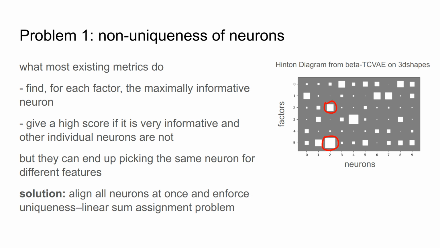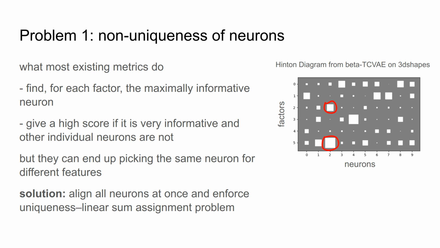But the problem is that they don't enforce that the neuron selected for factor 1 is different to the neuron that's selected for factor 2. And you can end up picking the same neuron for different factors. To show that this happens in practice, on the right is a Hinton diagram for a beta-TCVAE model that we trained on 3D shapes.